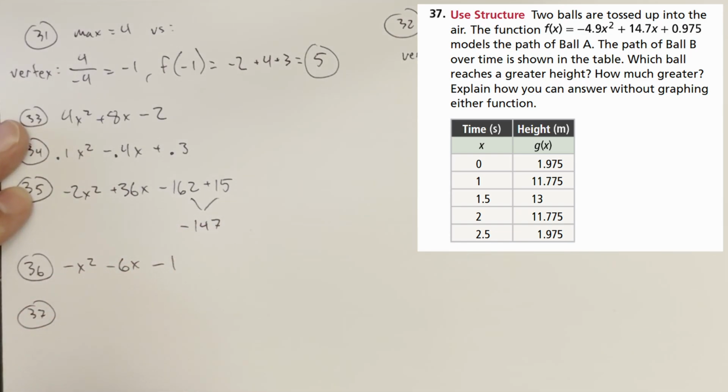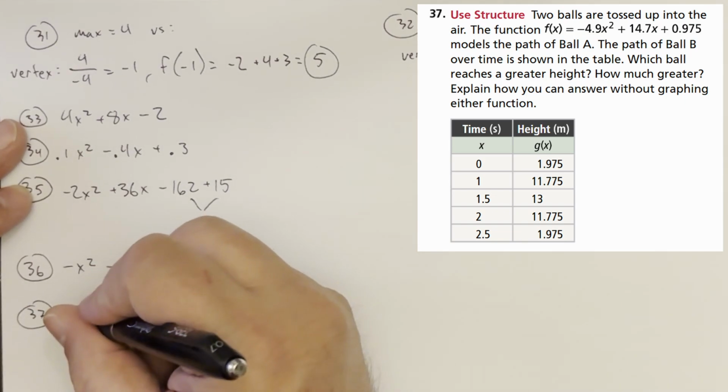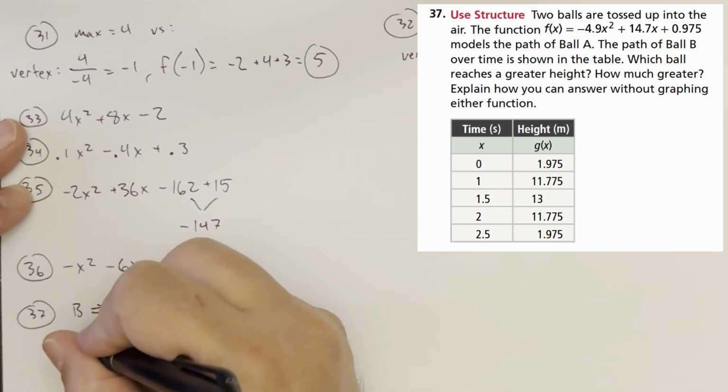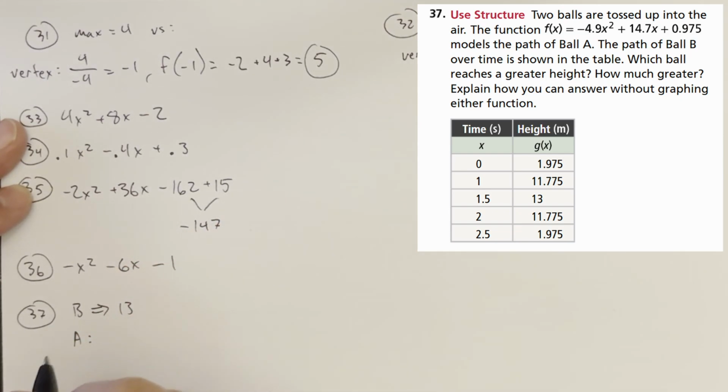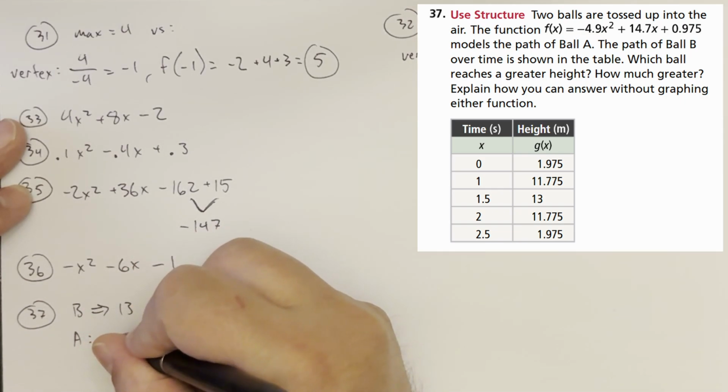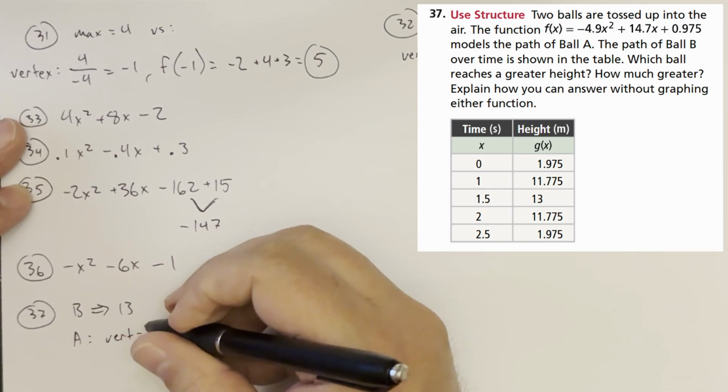37. We're getting toward the end, people. We're almost on the last page, and the last page is pretty quick. Use structure. 2 balls are tossed up into the air. The function f of x equals negative 4.9x squared plus 14.7x plus 0.975 models the path of the ball A. Path of ball B is shown in the table. Which ball reaches a greater height? How much greater? Explain how you can answer without graphing.